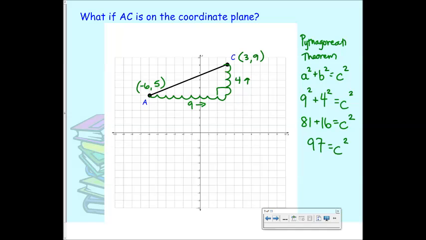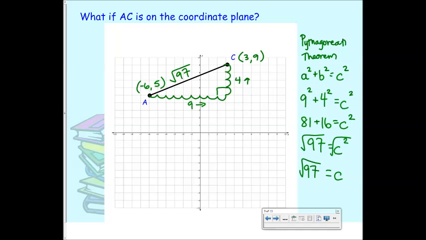And I'm almost done, except I don't want to figure out c squared. I want to figure out c. So how do I get rid of a squared? Square root it, exactly. So I square root both sides, and I get c equals the square root of 97. Why don't I simplify that? It's not a perfect square, so I'm done. So c is the square root of 97, which means this is the distance right here.